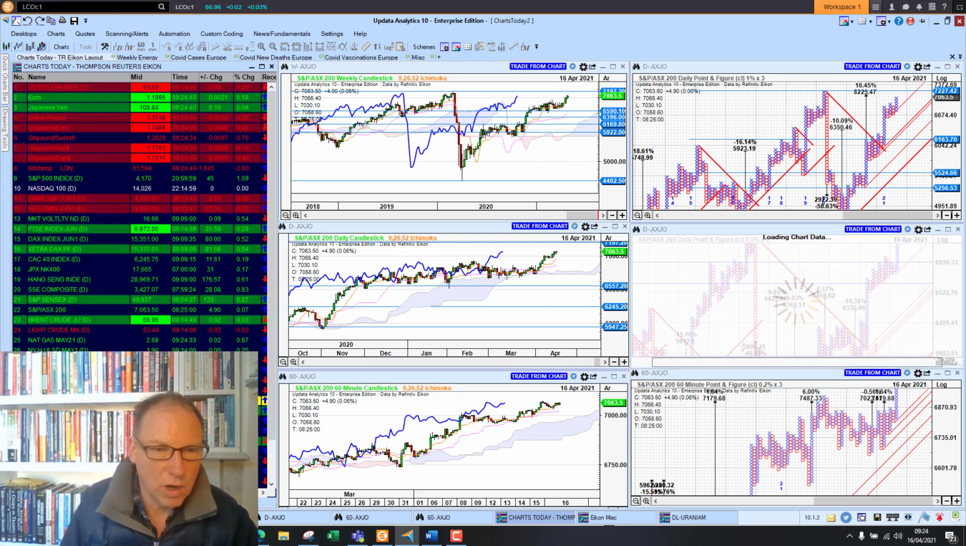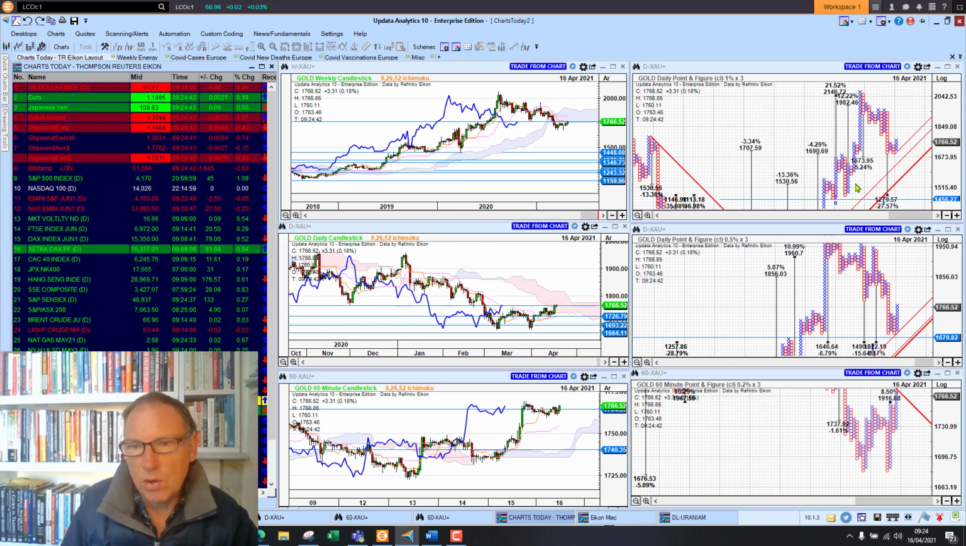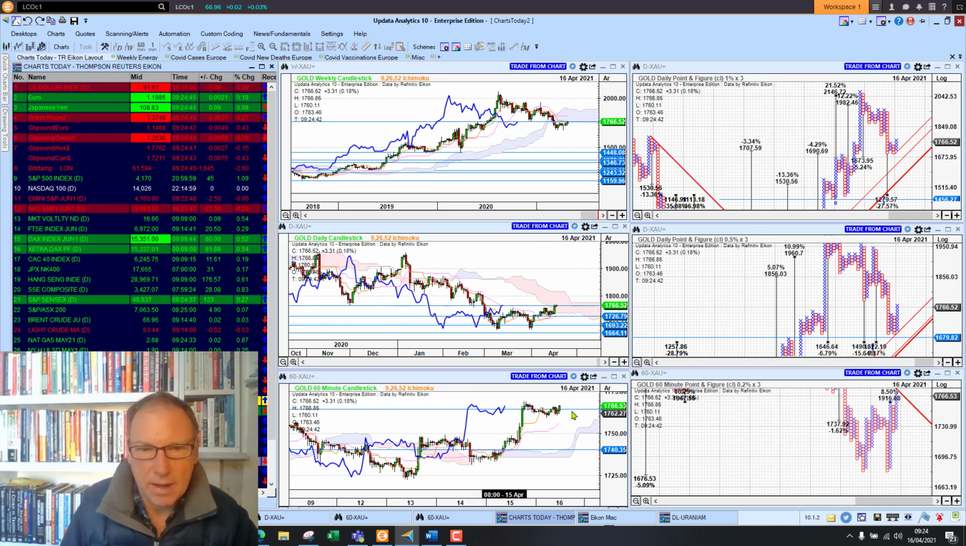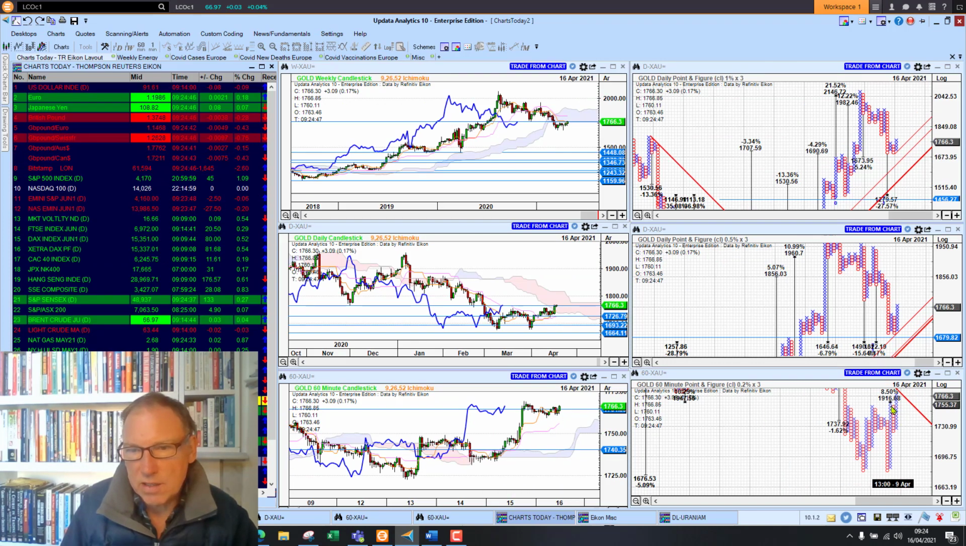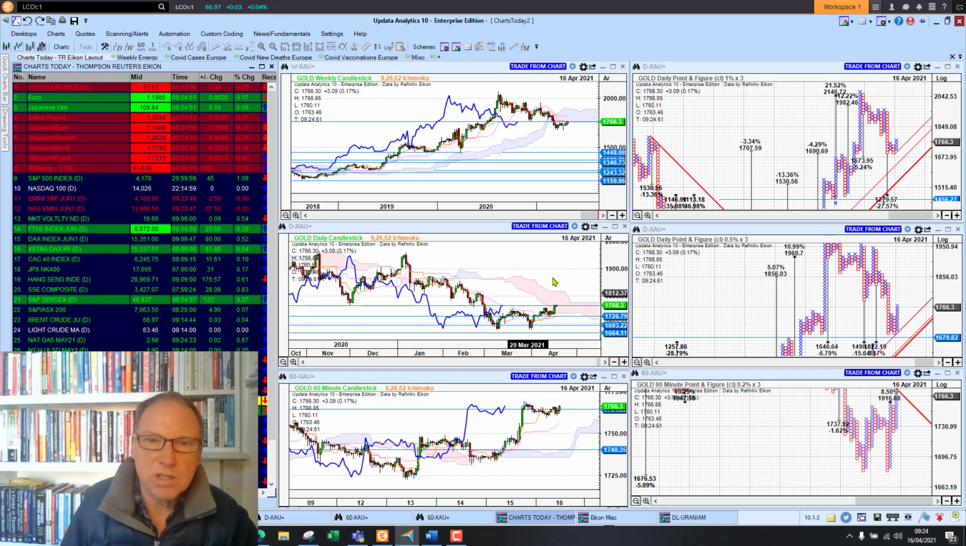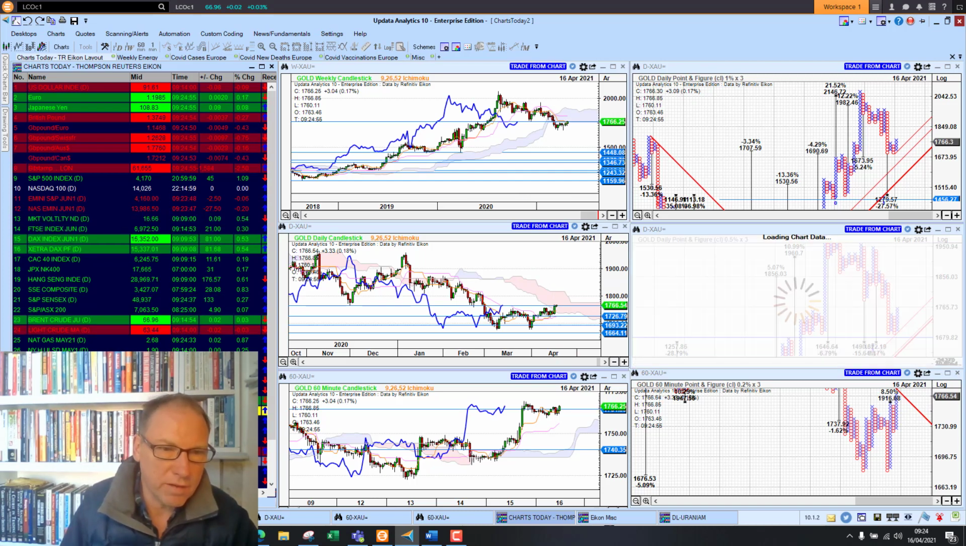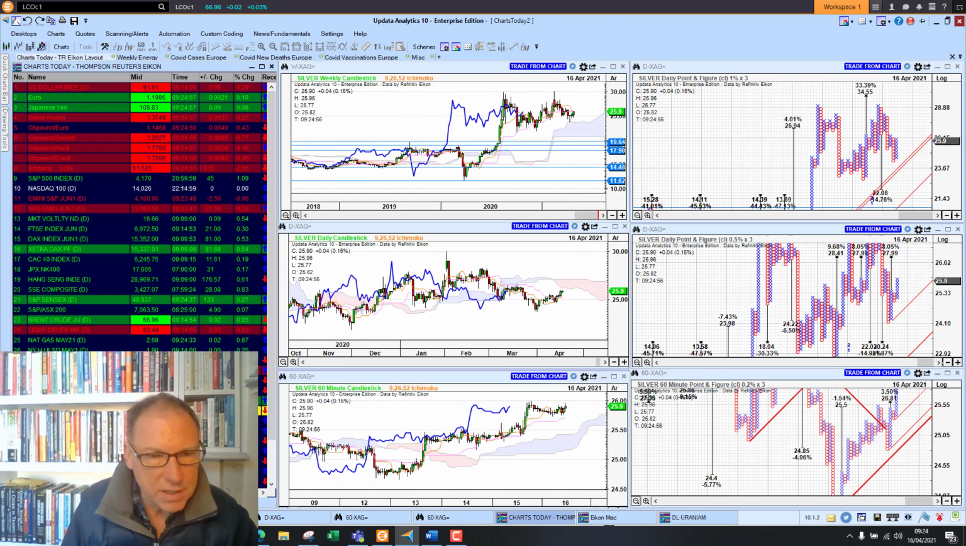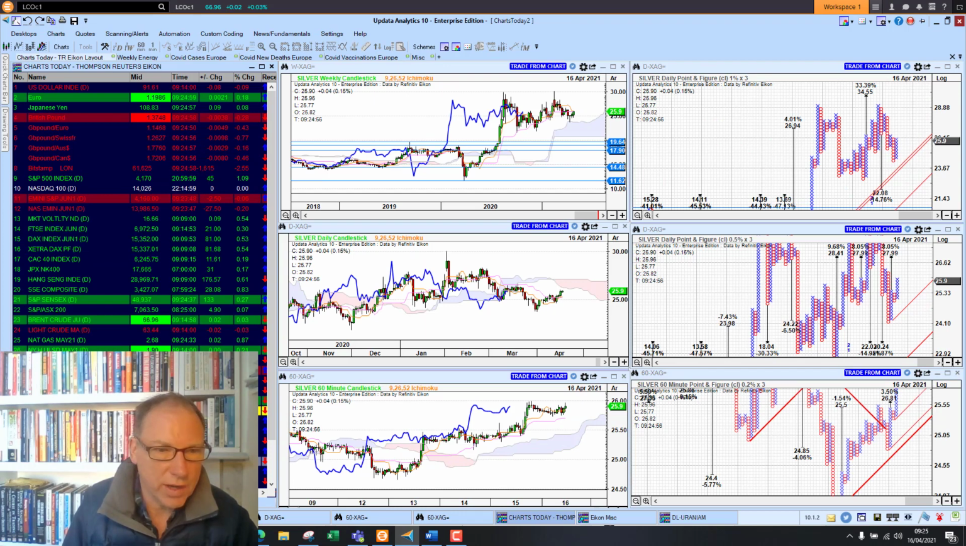Taking a look at gold, 1766 is the level on gold, starting to look a little bit better, bullish on the short term with an upside target to 1916. We still have work to do to get back into bullish territory on the medium term chart. The long term holding with the lagging line above. Silver sitting at 25.90, looking strong as well.